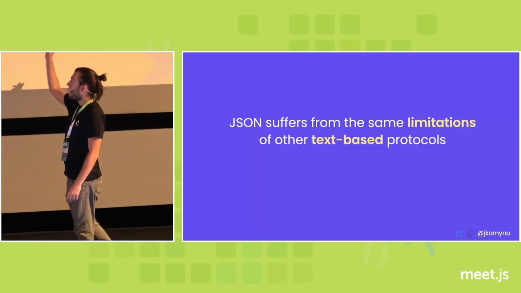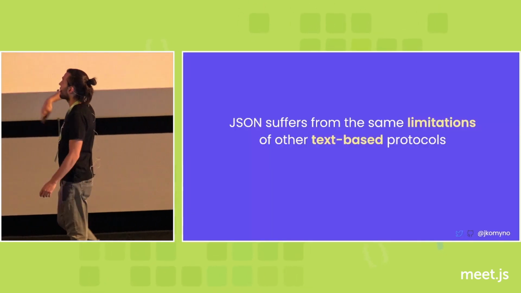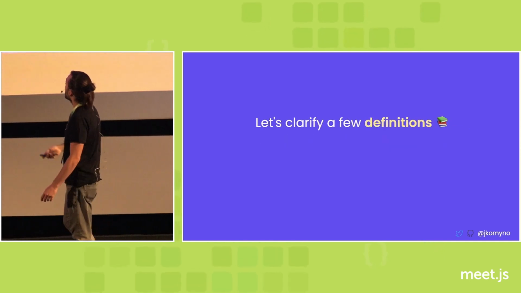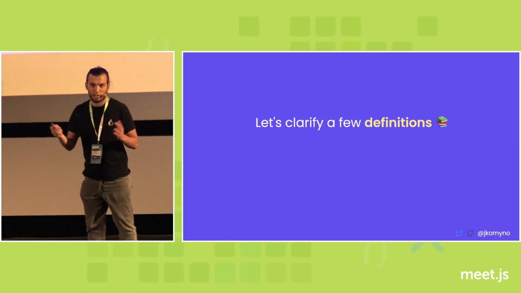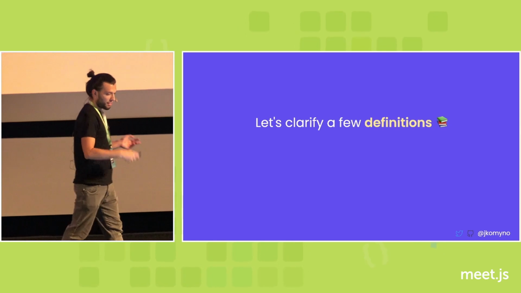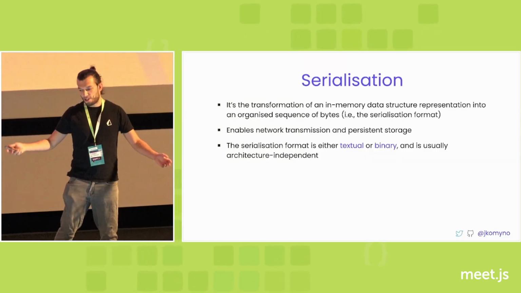So we kind of have the same limitations in JSON that you will find in other text-based protocols. And that brings us to the question, what is a text protocol? So let's clarify this. First of all, serialization.